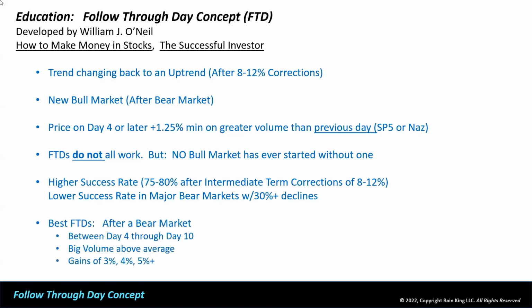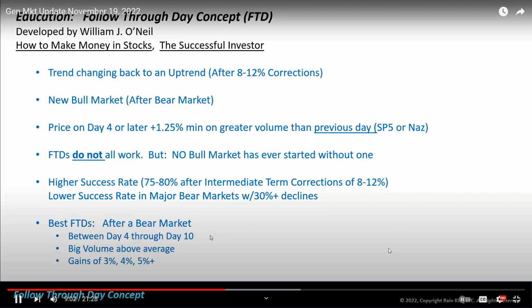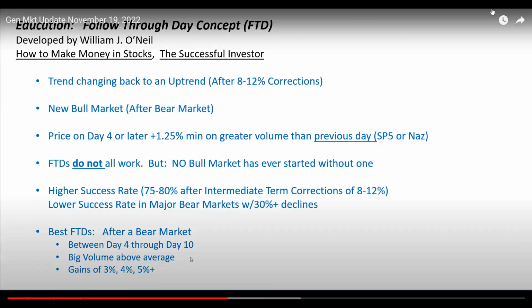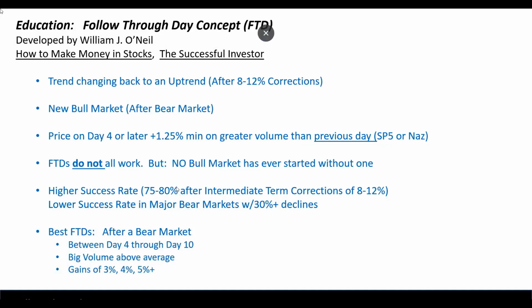Now, the best follow-through days after a bear market are really between days 4 through 10. And you want bigger volume than average if you can get it. And rather than the 1.25, we'd love to see price gains of 3%, 4%, 5%. The follow-through day that kicked off the 2020 bull market was a 7% gain for the NASDAQ on April 6th. So the more volume and the more gain, the more convincing it is, particularly if stocks are setting up.